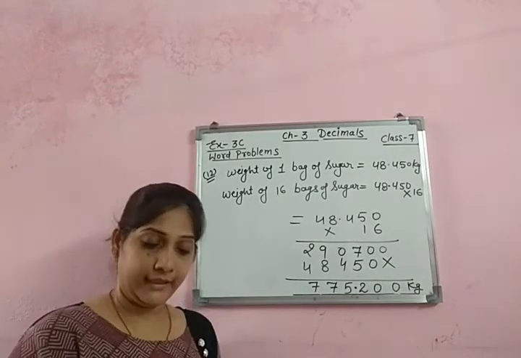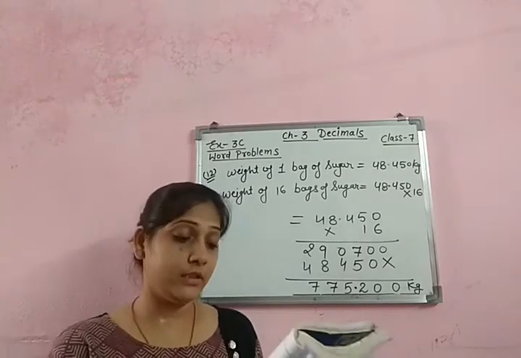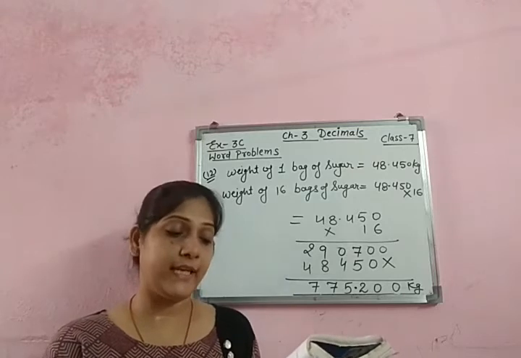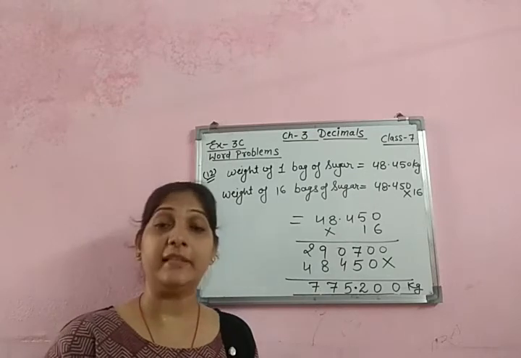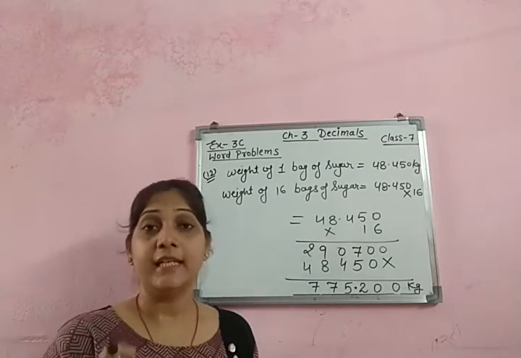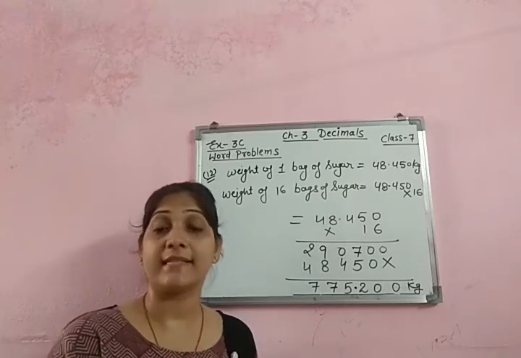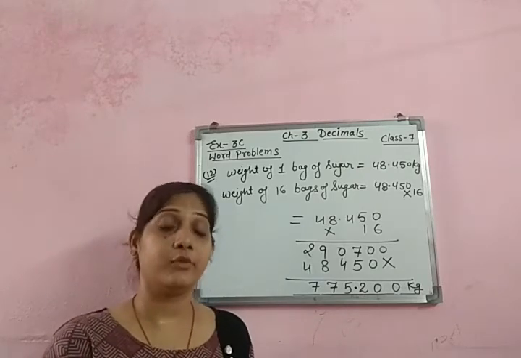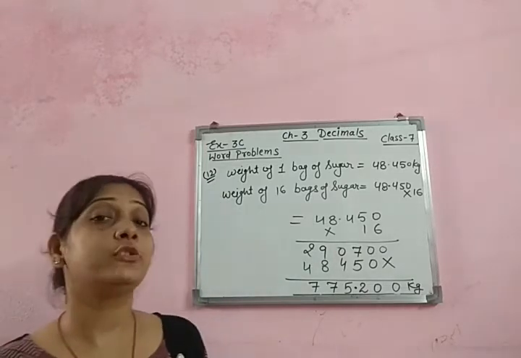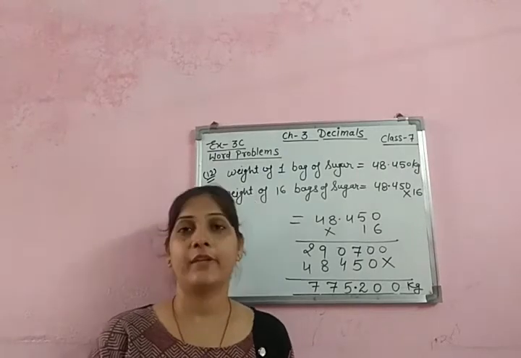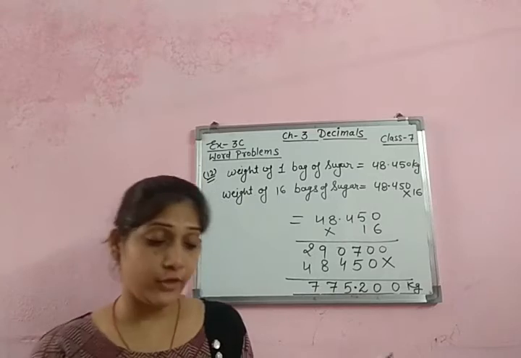Now, question number 13. Orally, I am explaining this. A small bottle holds 0.845 kilogram of sauce. How much sauce will be there in 72 bottles? It means in one bottle, the weight of sauce is given. That is 0.845 kilogram. So you have to tell how much will be there in 72 bottles. For that, you need to multiply by 72. Okay? You need to solve it yourself.